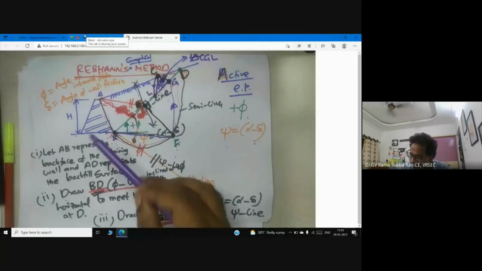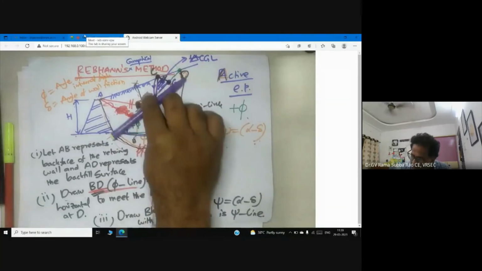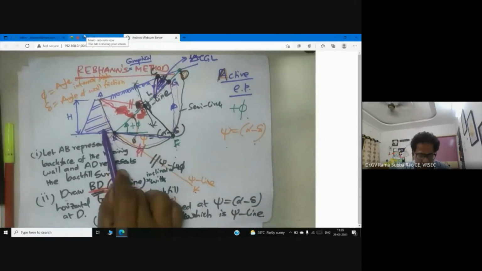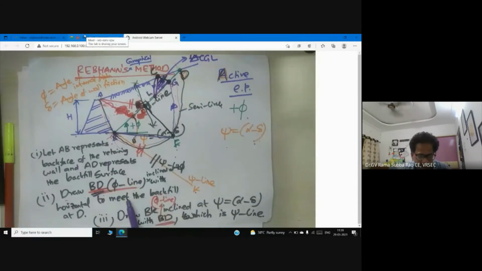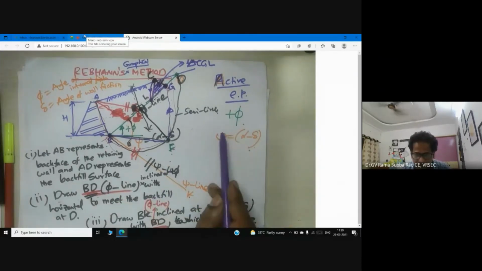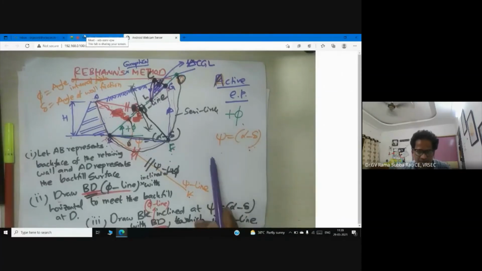Even the psi line is drawn with the help of the phi line. So all of you remember that first we need to draw the wall. Then the second step is to draw the phi line. The third step is the psi line. The psi line is drawn with reference to the phi line. Once again, first draw the wall to a suitable scale, then draw the phi line, followed by the psi line. So this is common. But what I am expecting from you students, in case of passive earth pressure, is what values of phi I have to choose and what values of psi I have to choose.